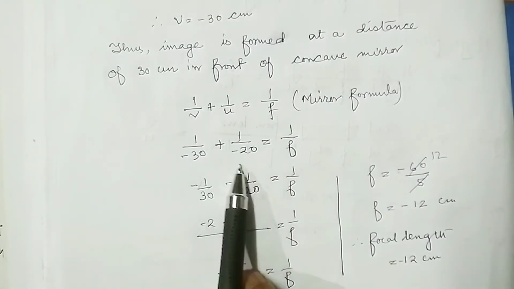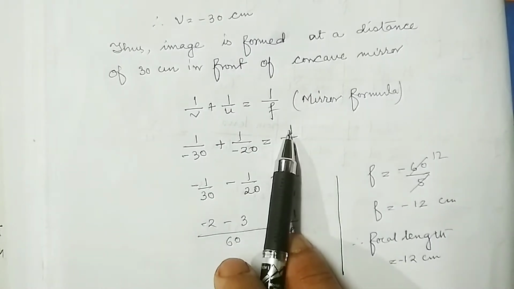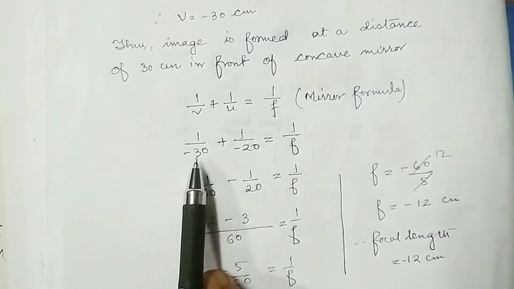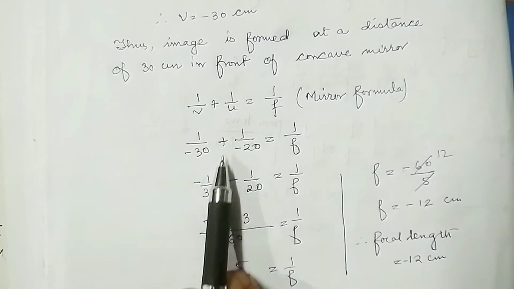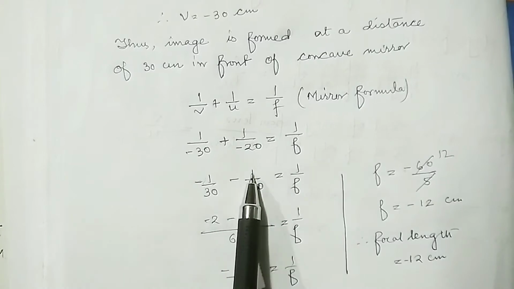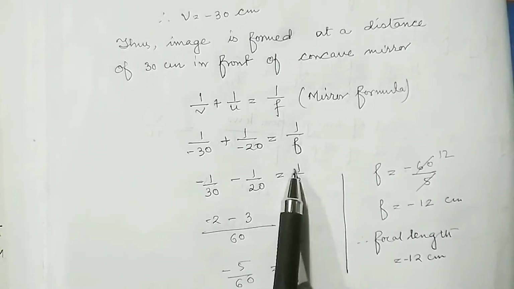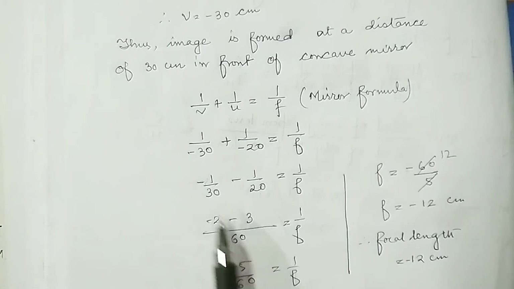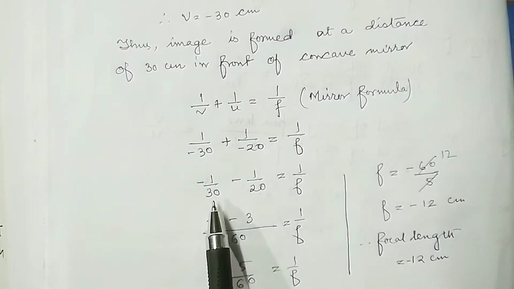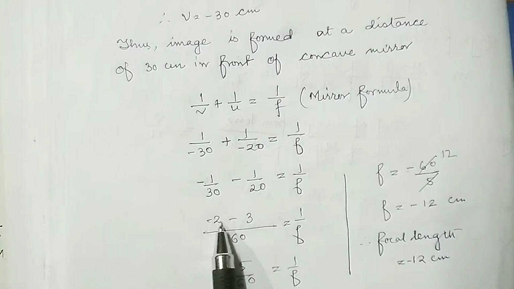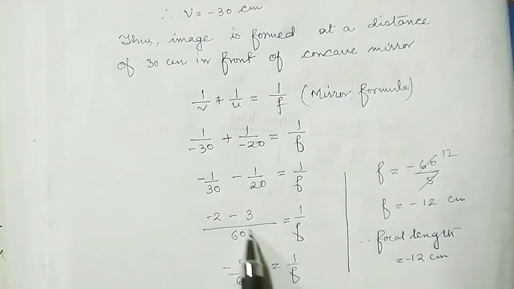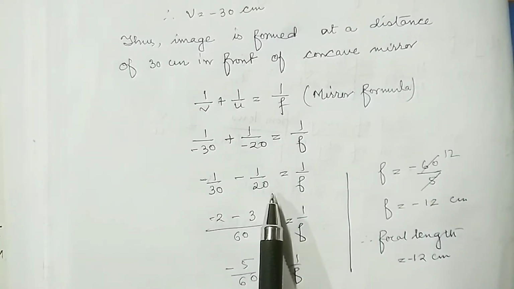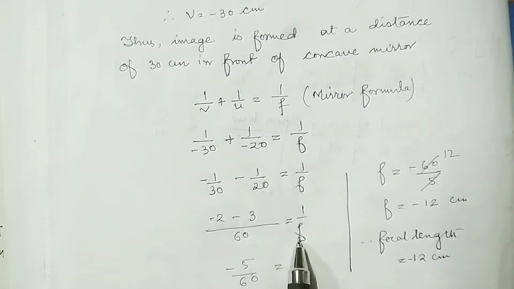u is given in the question, minus 20, equals 1 by f. So we can write minus 1 by 30 plus minus 1 by 20 equals 1 by f. Here the LCM will be 60. 60 divided by 30 is 2, so 2 into minus 1, minus 2. 60 divided by 20 is 3, so minus 3 equals 1 by f.